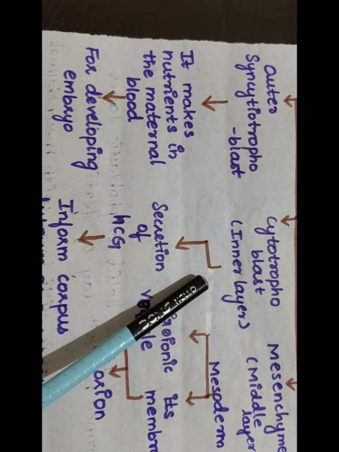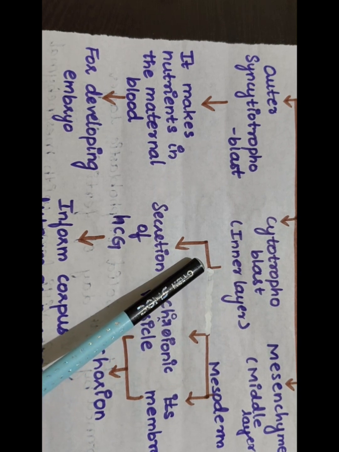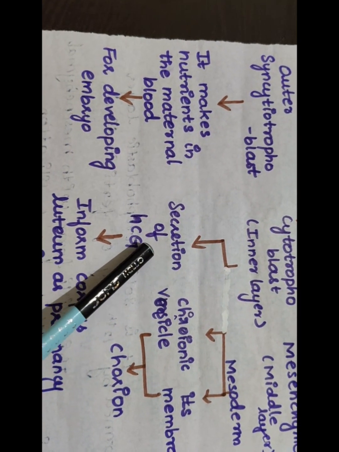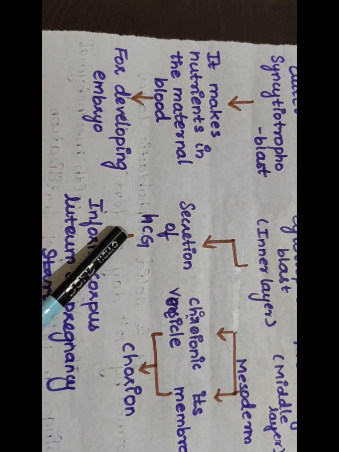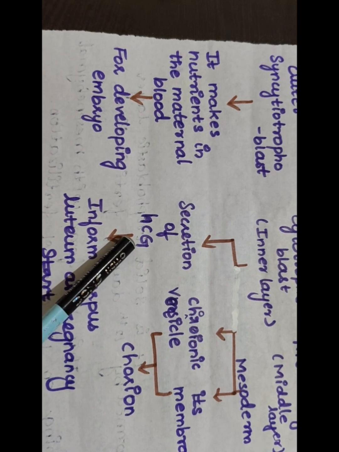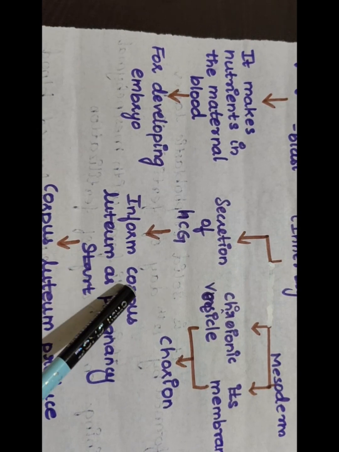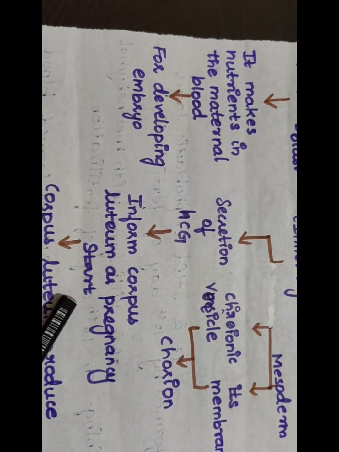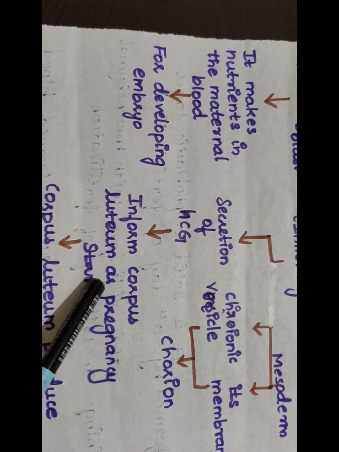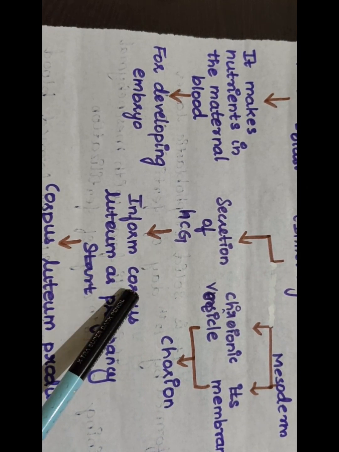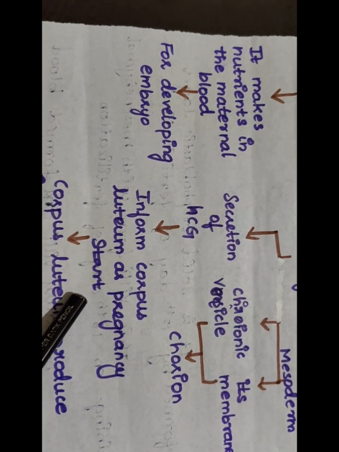Next we see the inner layer. What does it do during the trophoblast stage? The first one is secretion of HCG. HCG means human chorionic gonadotrophic hormone. HCG informs the corpus luteum, which is present in the ovary, that pregnancy has started in the uterus.